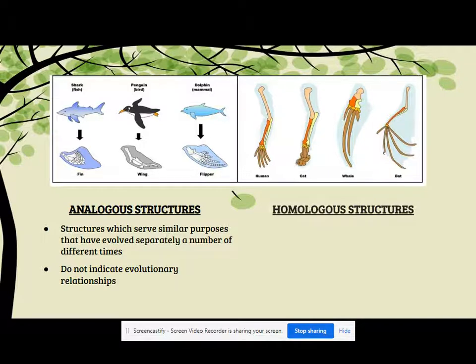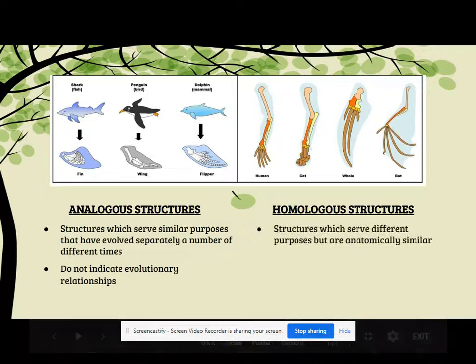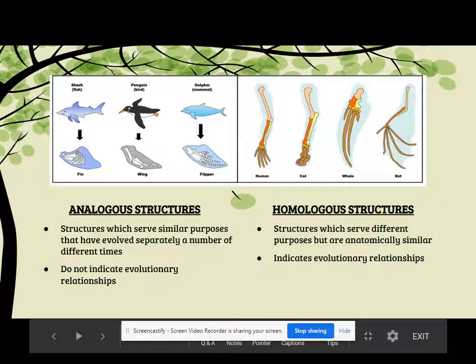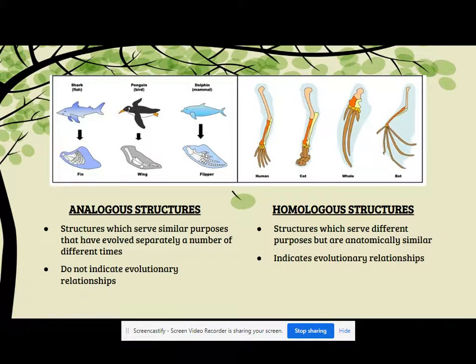Okay. Now, the other type of structure is called a homologous structure. So those are structures which serve different purposes, right? So they do different things, but when you take away the skin and the tendons and stuff, they are anatomically similar. They're very similar in how their anatomy is. So they have evolutionary relationships. A human's hand and a whale's hand and a bat's wing and a cat's foot, they have very similar structures, even though they do different things.